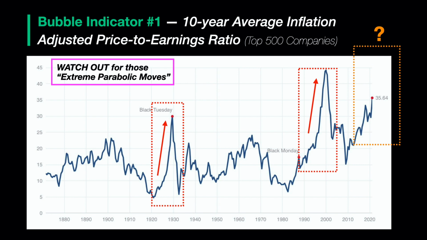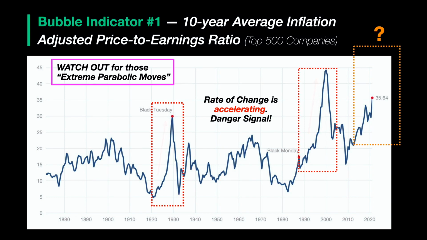But as we mentioned earlier, the absolute price to earnings ratio doesn't do a proper job to tell the bubble. What matters is the rate of change, or how steep the slope is. As we can see, there's no parabolic move to the upside yet, which is a positive sign. There is a possibility we might see a parabolic move in the near future, but as for now, the rate of change of 10-year average price to earnings is telling us we're not in a bubble yet.